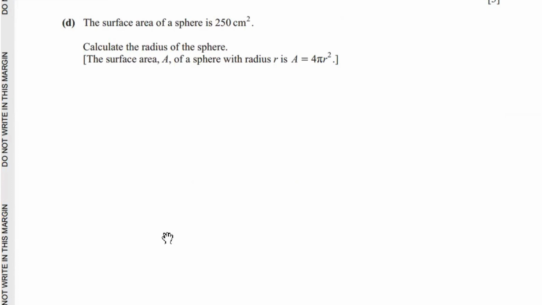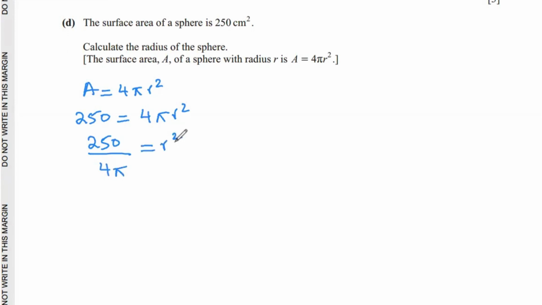Part D says the surface area of a sphere is 250 centimeters squared. Calculate the radius of the sphere. So they've given us the formula, 4 pi r squared. 250 equals 4 pi r squared. 250 divided by 4 pi, and then we square root both sides. And that will give us 4.46 centimeters as the radius.